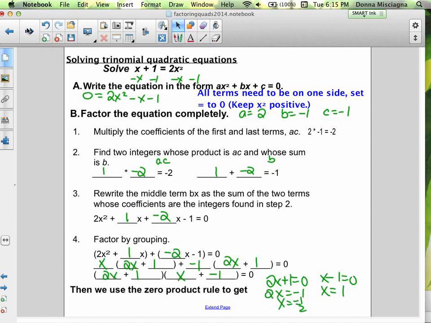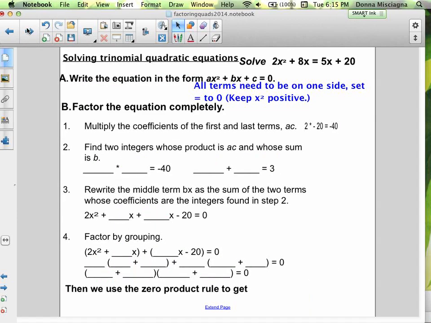I had a couple more. All right, this one is in your notes. We have 2x squared plus 8x equals 5x plus 20. Well, we can't have two x's, right? We got to combine our like terms, and we got to get everything on one side. We want to keep that squared term positive, right? So let's subtract 5x and subtract 20.